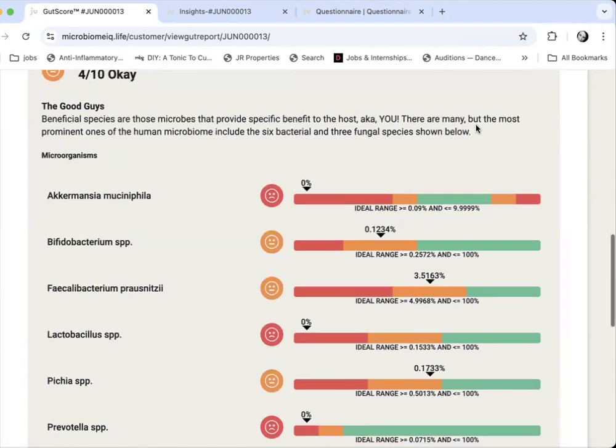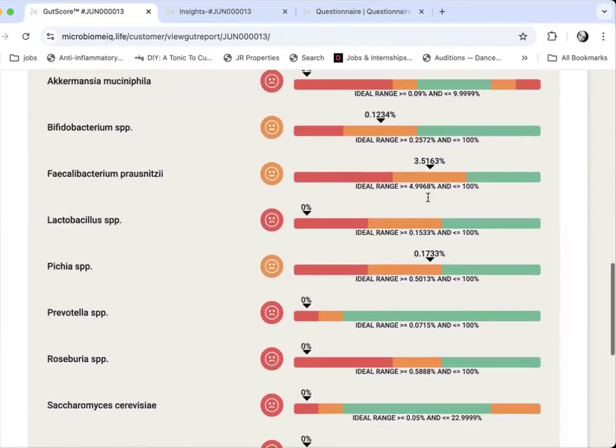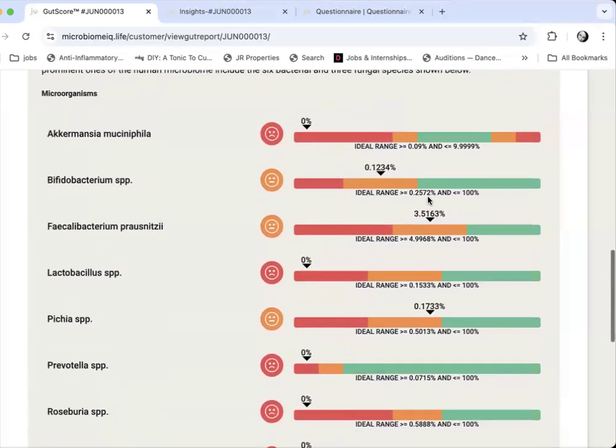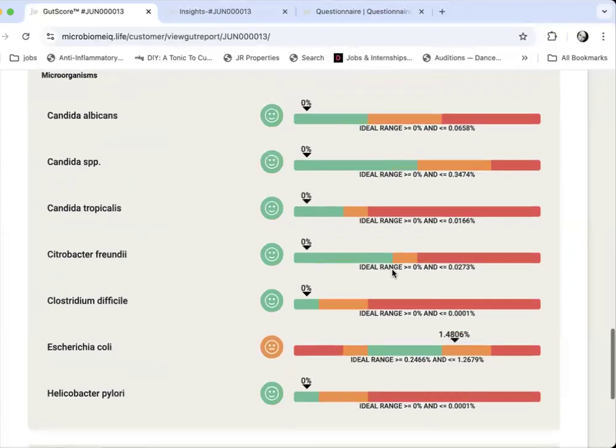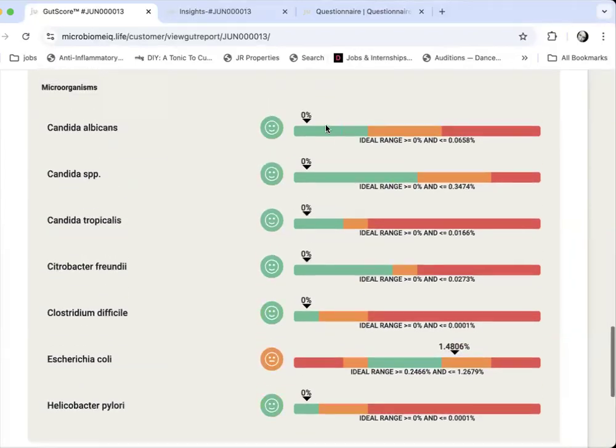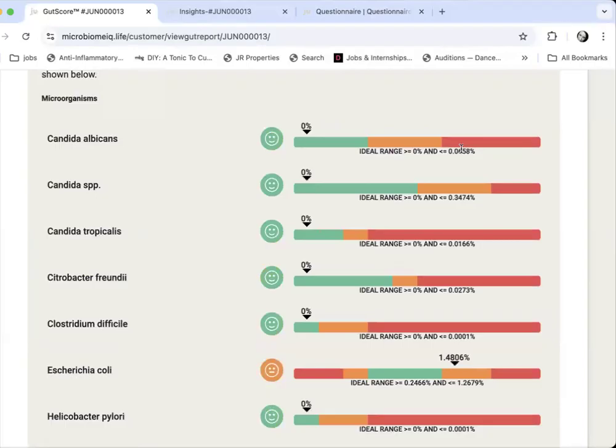The person's doing good. And it's the same for a lot of these beneficial species that we'll see listed, like Bifidobacterium. We're really only concerned if it's too low. We only want to intervene clinically if it's below the ideal range. And it's the opposite with a number of pathogenic species, right? We really only want to intervene if it's too high.